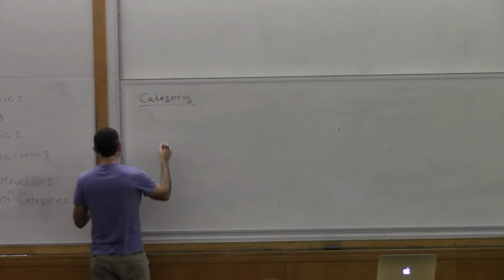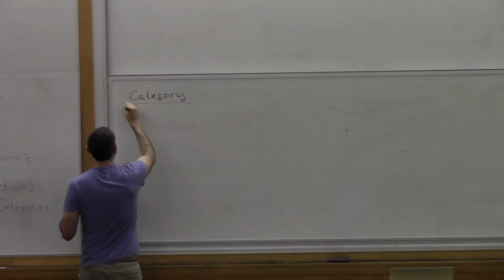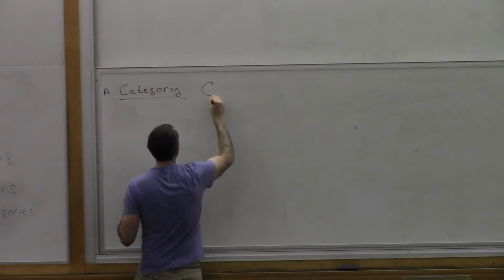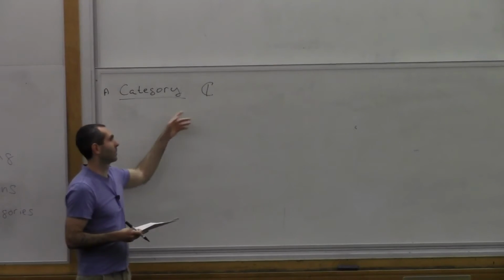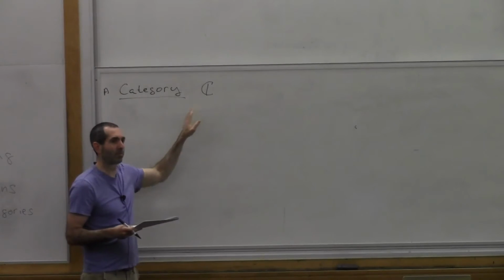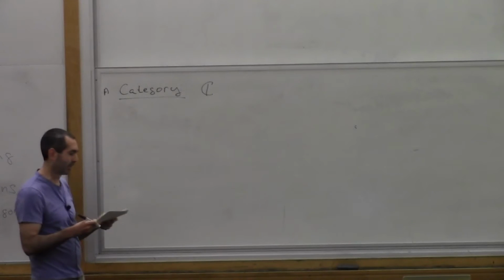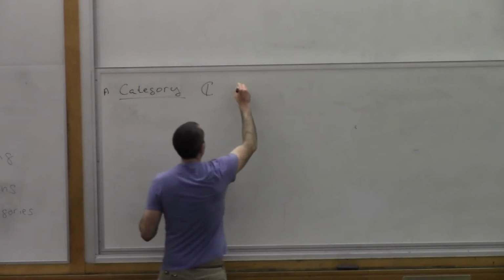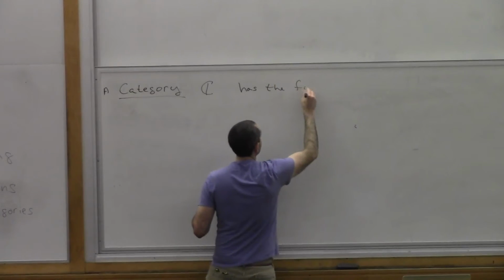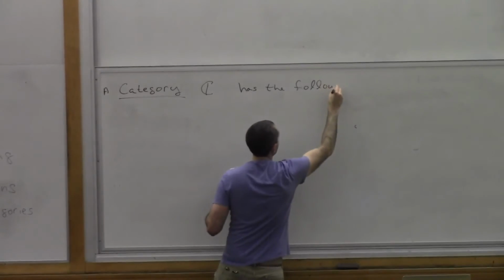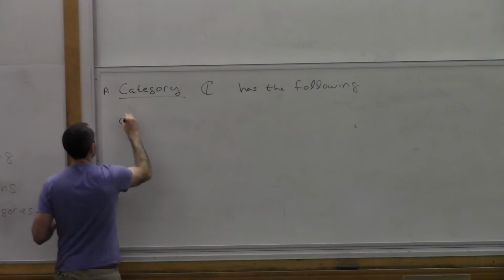So a category, which I'll call C. My notational convention is that when I'm making variables that range over categories, I'll use this blackboard bold notation. So that's the blackboard bold C. It's just referring to an arbitrary category. And it has some stuff. The first stuff it has is data.